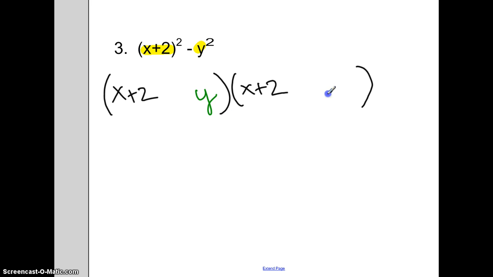We'll have y and y. And then we need our signs. There's a minus and a plus. So we're just following the pattern just like we did on the last one. Now sometimes you'll be able to simplify inside these parentheses a little bit more, but not for this one. We're done here.